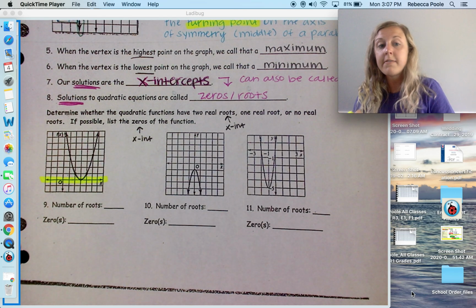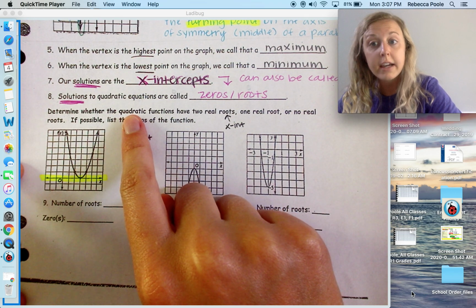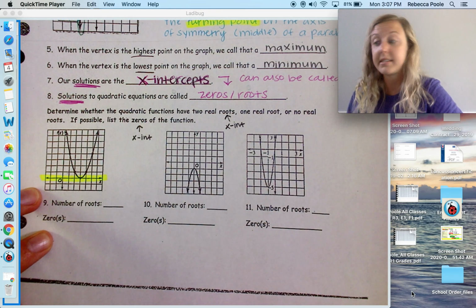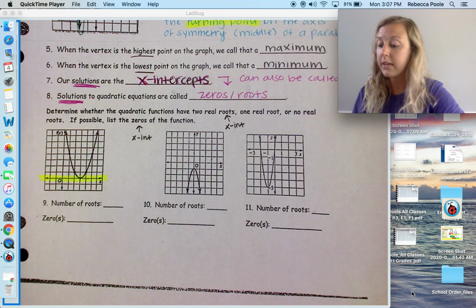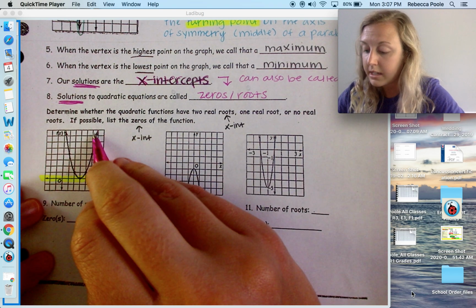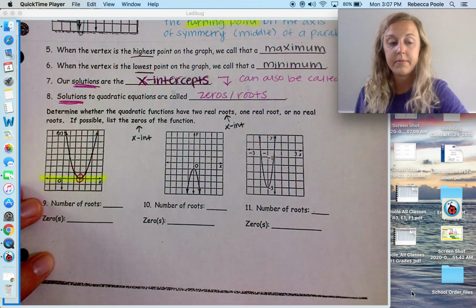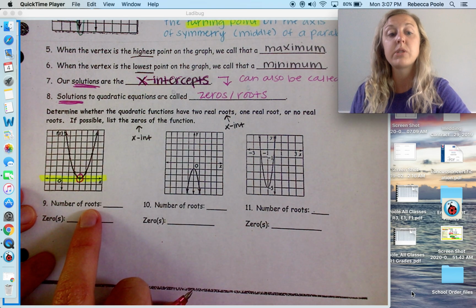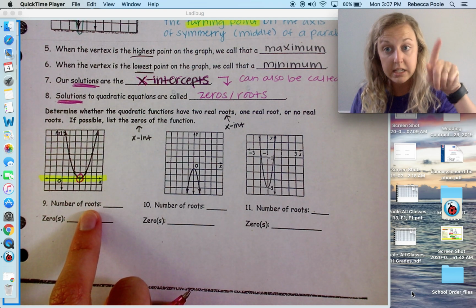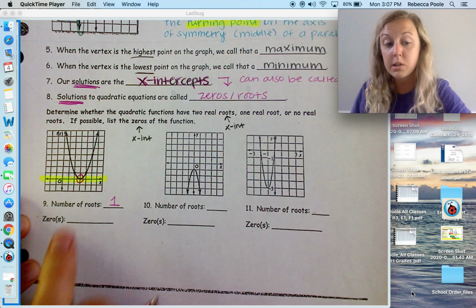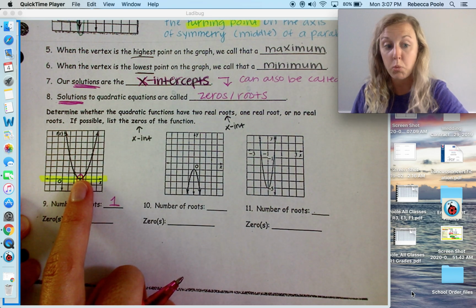Now, we want to find out when our quadratic or our parabola touches this yellow x-axis. So if you look at this parabola, it touches the yellow x-axis right here, and that's the only spot. So how many x-intercepts does it have? How many times does it touch? Once. So number of roots, there is 1 because it touches once.